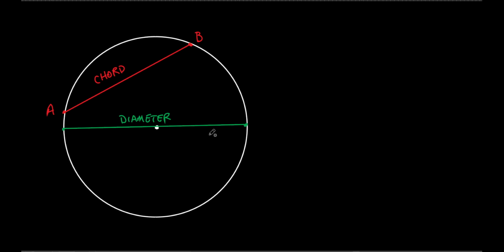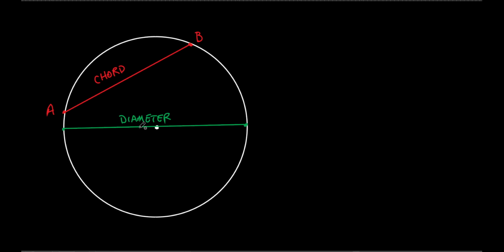Why does this one have a special name called diameter when this red one is still a chord? They're both chords. Why is this one called a diameter and that one's not? Why is this not a diameter? That's right, it's not through the middle. Let's not say middle. It's the center of the circle.